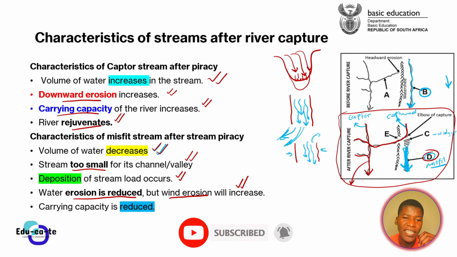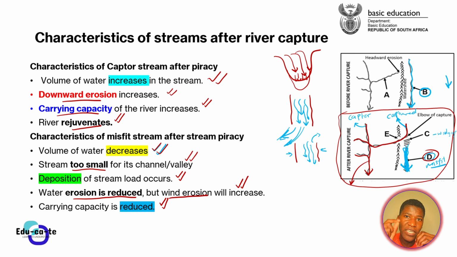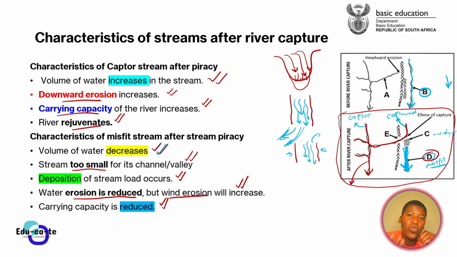And then the carrying capacity is reduced. You see, these points are very interlinked. Remember, I've said the carrying capacity is the ability of a river to carry eroded materials. That is the ability of a river to transport or carry sediments that have been dug up from the ground, such as stones and pebbles and traction load and all that. So now, a misfit stream does not have a larger volume of water. There is less erosion there, so it will not be able to carry a lot of sediments and eroded materials. That's why there is more deposition there, because the carrying capacity is reduced.